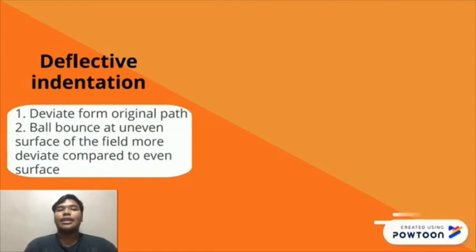Next is deflective indentation. First is deviation from the original path. Second, a ball bounces on an uneven surface of the field with more deviation compared to an even surface. For example, you are playing football on an uneven surface, and you need to pass the ball to your friends, but because of the uneven surface, your ball will bounce deviously and will go to the other person.